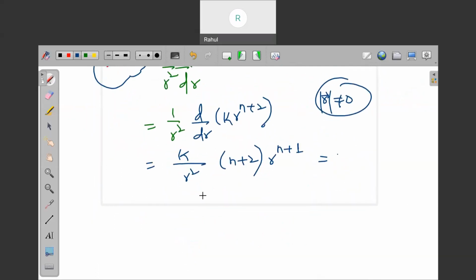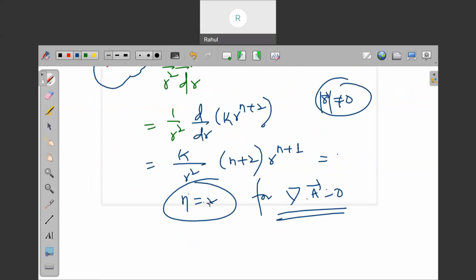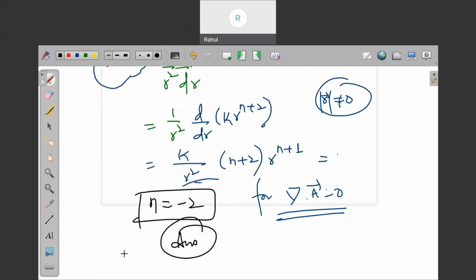So the value of n will be equal to minus 2 for divergence of A equal to 0. Understand? So the answer will be minus 2, not n equal to 2. Please keep this in mind because n plus 2 is given. So you have to say that n equal to minus 2 will be the answer for this question. Okay, so I hope this is clear for everyone.